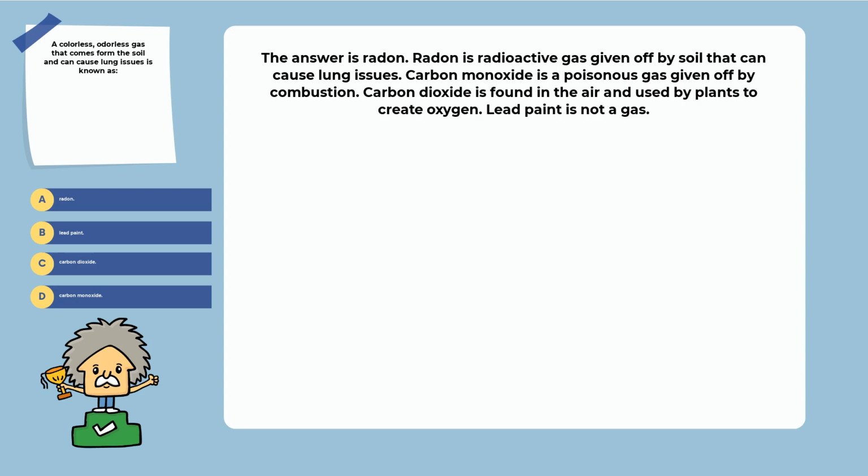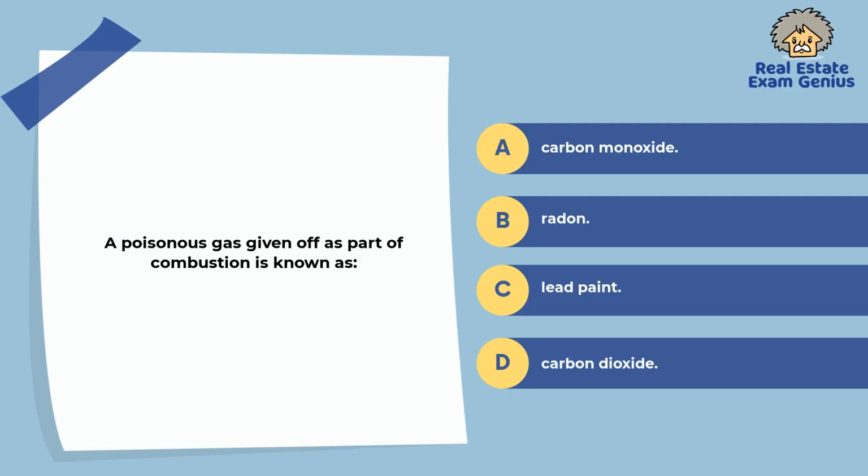Carbon monoxide is a poisonous gas given off by combustion. Carbon dioxide is found in the air and used by plants to create oxygen. Lead paint is not a gas. A poisonous gas given off as part of combustion is known as carbon monoxide, radon, lead paint, carbon dioxide.